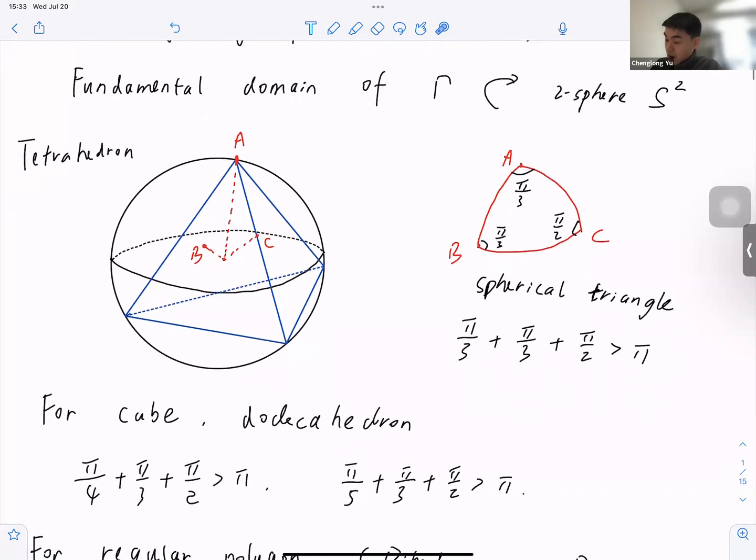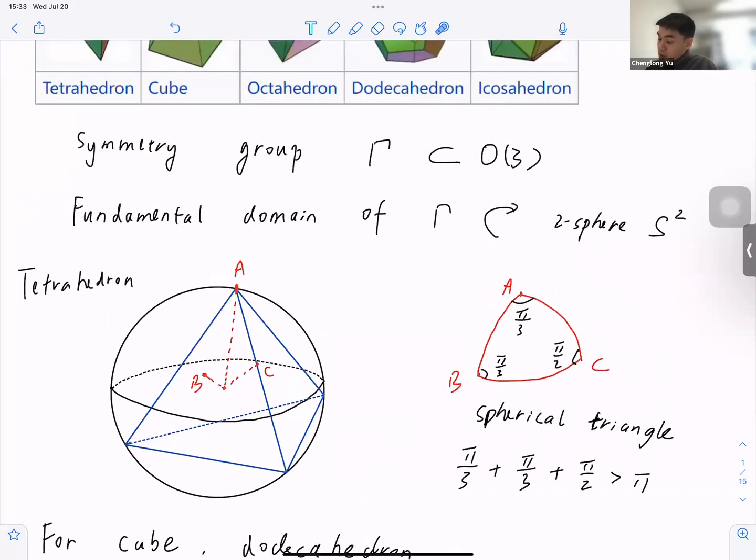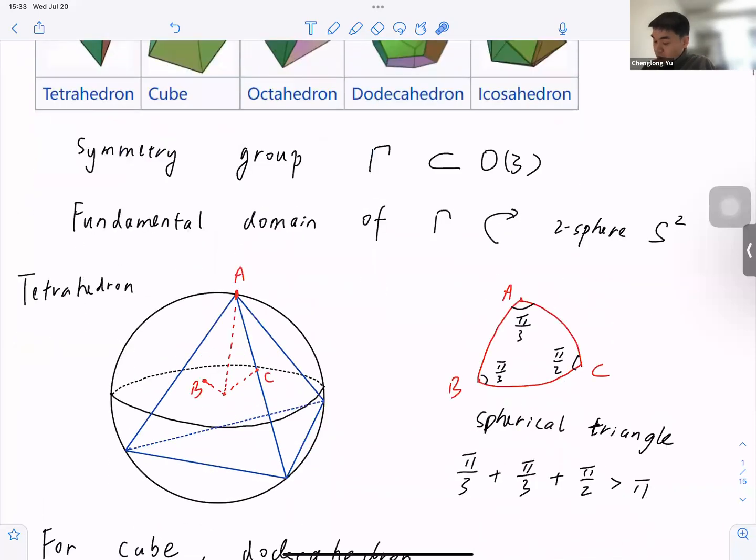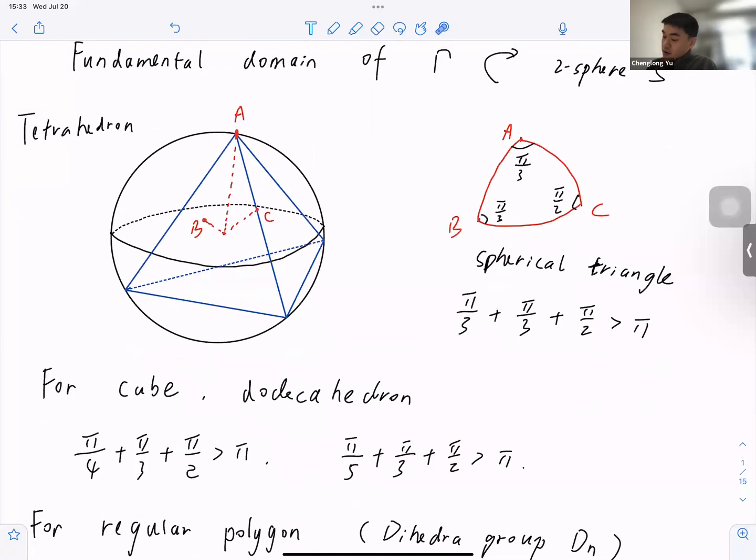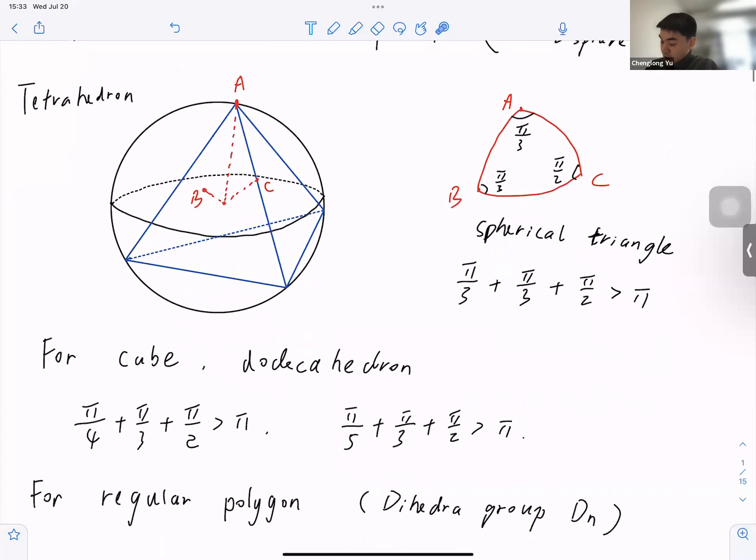And for the other Platonic solids, we can find a similar picture when we use a vertex, the center of each face, and the center of each edge. We can form this kind of triangle. And those triangles have 2 other cases. One is for the cube, with angles pi over 4, pi over 3, and pi over 2. And the last one is the dodecahedron, pi over 5, pi over 3, and pi over 2.